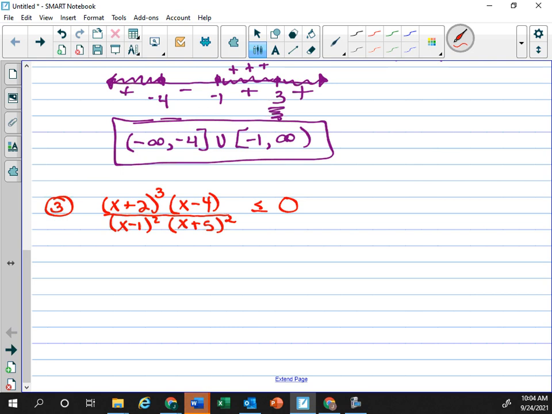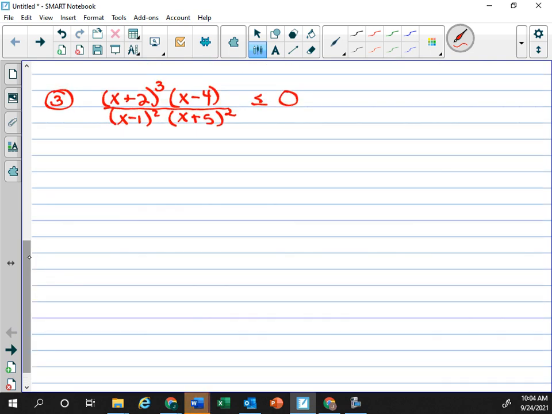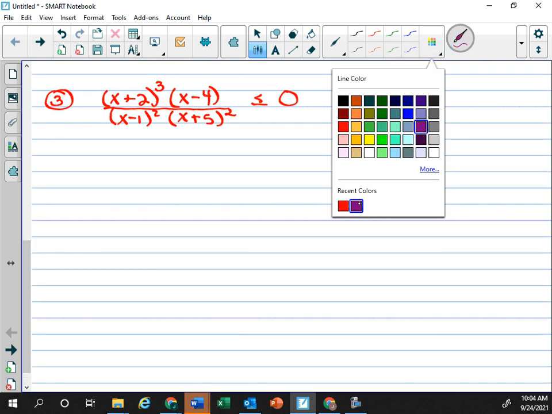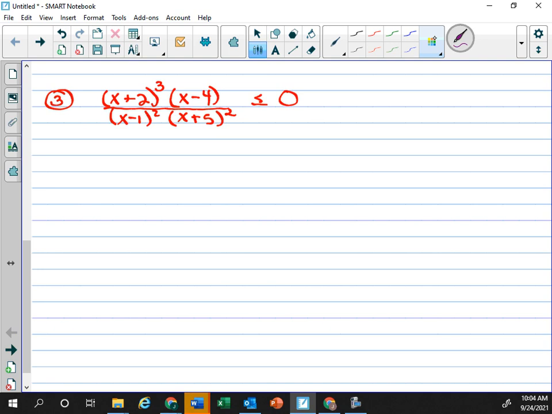Okay, so that's a significant number line. You have to look at all of those factors together. So you're going to have -5, -2, 1, and 4 on your number line. Give you a minute to try here. Lots of multiplicity to practice with.